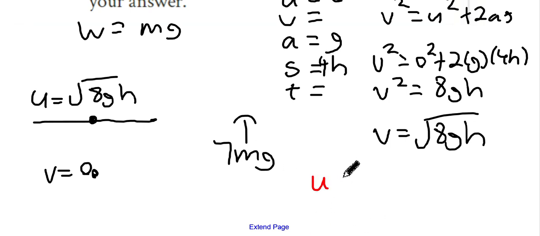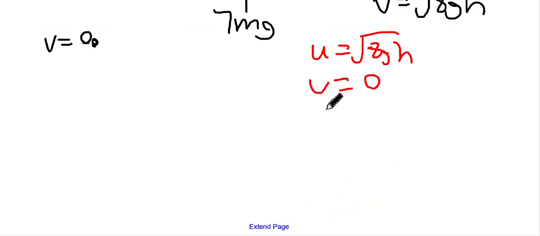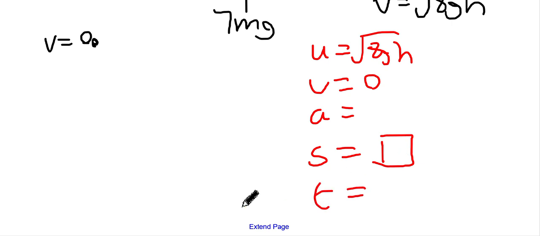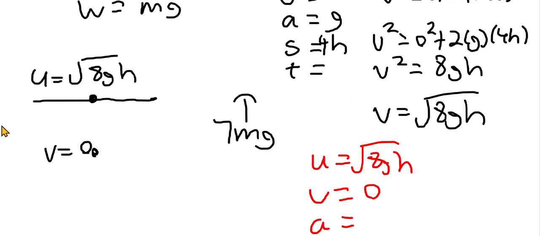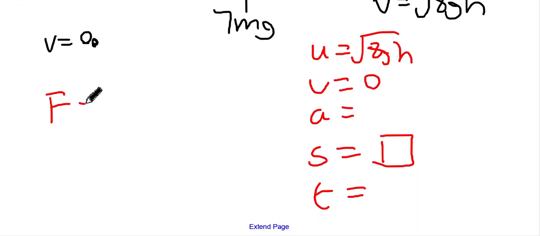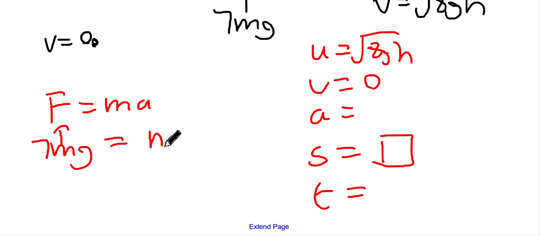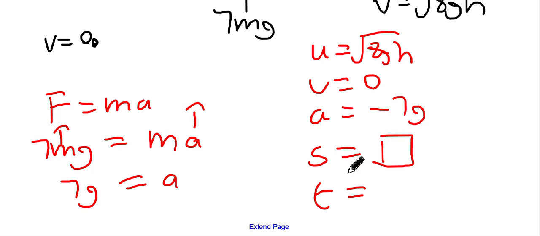Now, if we do u v a s t again, u this time is root 8gh, v is 0. We haven't got a, we haven't got s, which is the goal of the question, and we haven't got t. So I'm going to say F equals ma. The net force is 7mg going upwards, and this has to equal ma, so the a value has to be 7g. Is it slowing you or speeding you up? So it's going to be minus 7g.